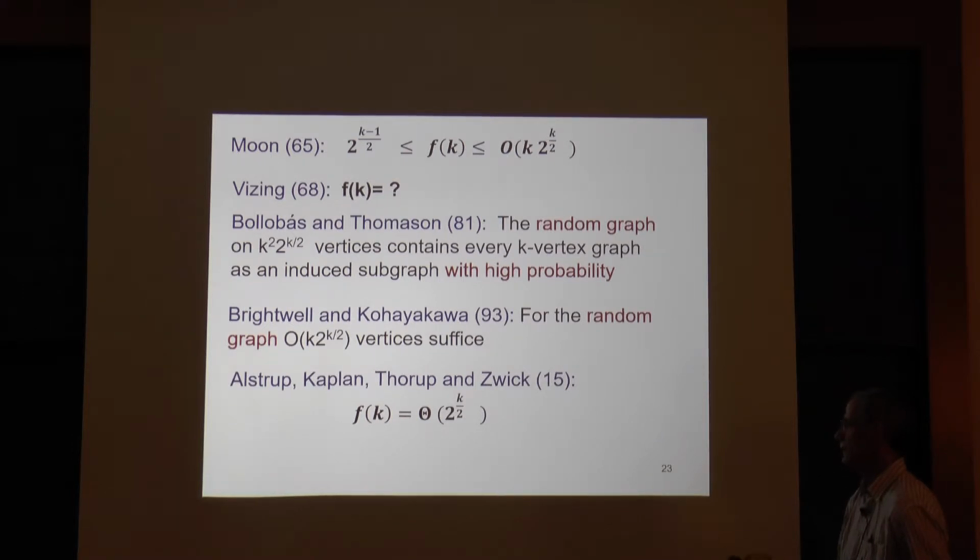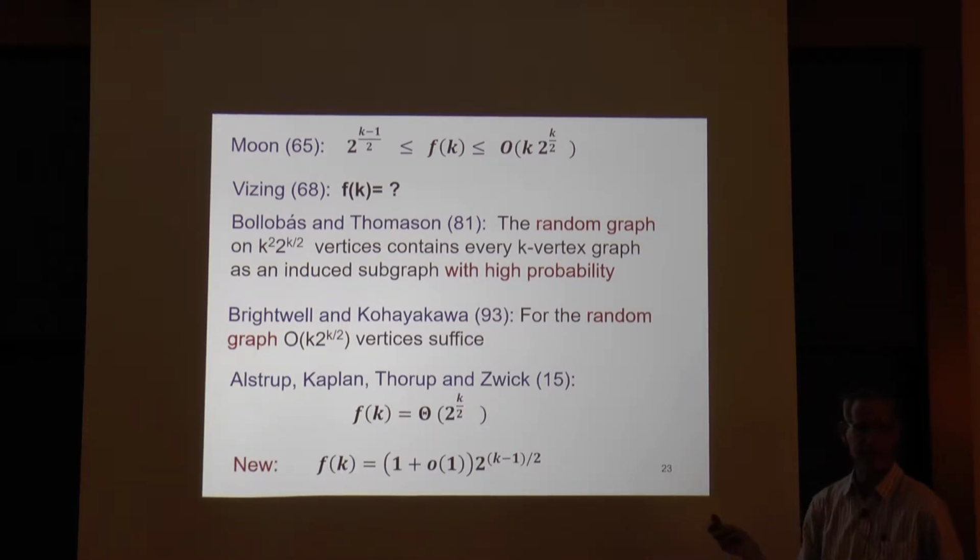There are lots of tricks here. And what I want to tell you about is this asymptotic formula, which determines this size up to a negligible additive error term. So really the lower bound is the correct one, again up to 1 plus little o(1). It behaves like 2 to the (k minus 1) over 2.